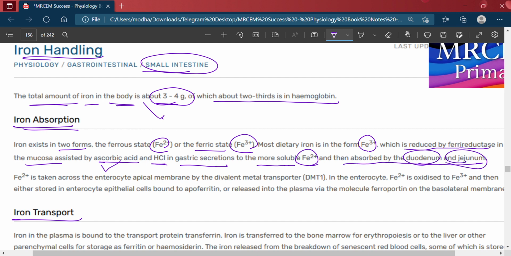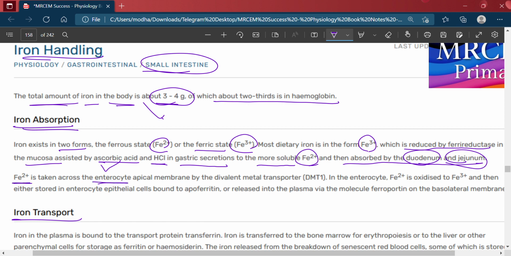There are two forms of iron: ferrous, Fe2+, and ferric, Fe3+. Most dietary iron is in the ferric form, so this ferric form is converted in the mucosa by the ascorbic acid and the HCl in gastric secretion to the ferrous form, and then this is absorbed in the duodenum and the jejunum. Fe2+ is taken across the enterocyte.